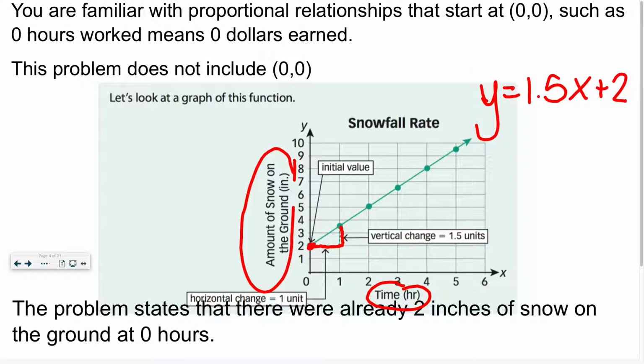So that's the horizontal change, how we're moving left and right. And that's the vertical change, how we're moving up and down. Left and right, 1. Moving up and down, 1.5, and then over 1.